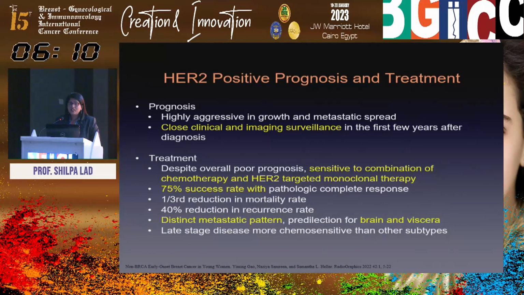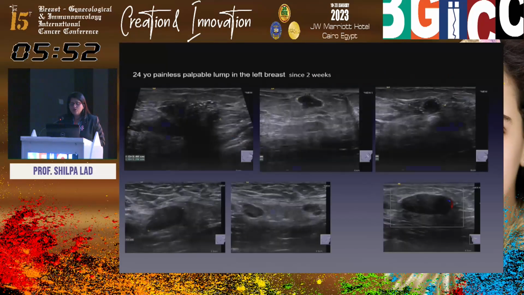However, the sad part is the distant metastatic pattern, again, to brain and to viscera. And late stage diseases, usually, although they are more chemosensitive than the other subtypes, the prognosis remains a little bit scary. What about luminal cancers?